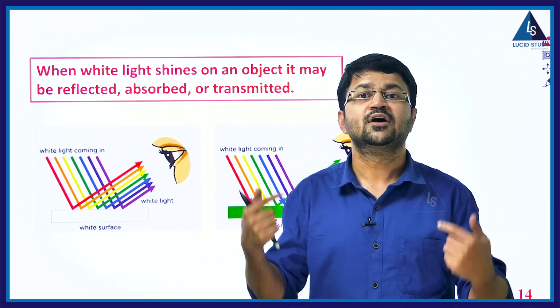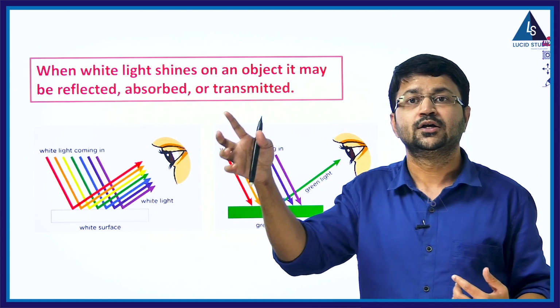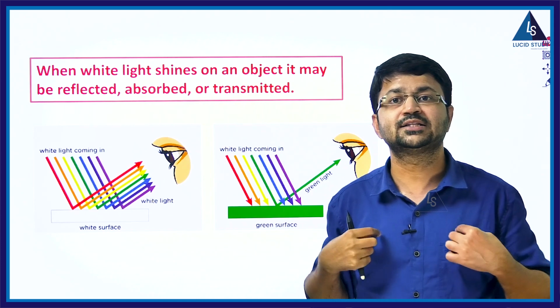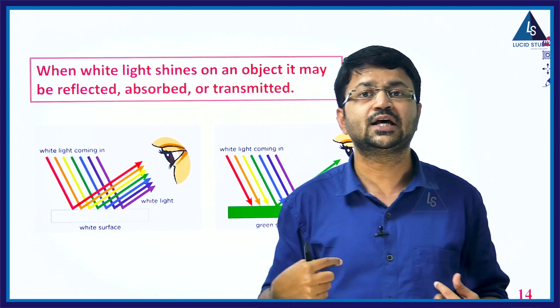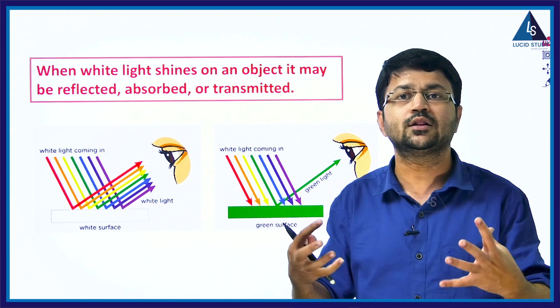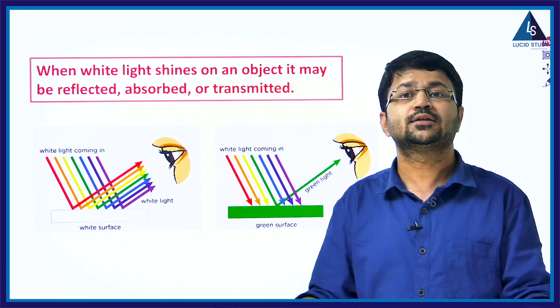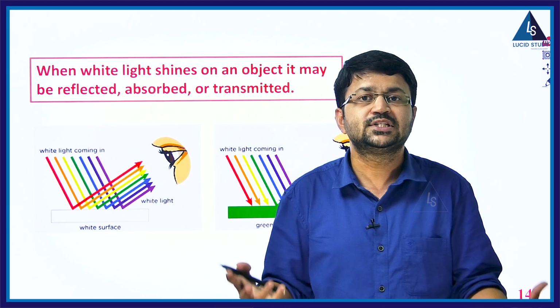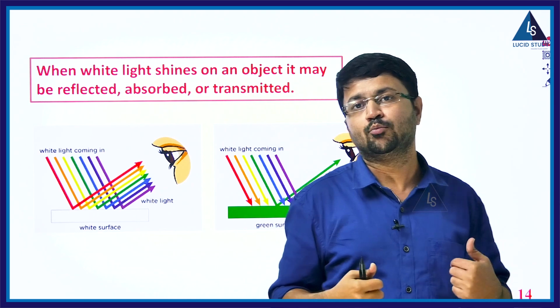That means what? Visible light that is coming from this light is falling on this object. Now what is this object doing? Out of the 7 colors, my shirt is absorbing all the colors and it is reflecting blue color. That's why this shirt can be seen in blue color.